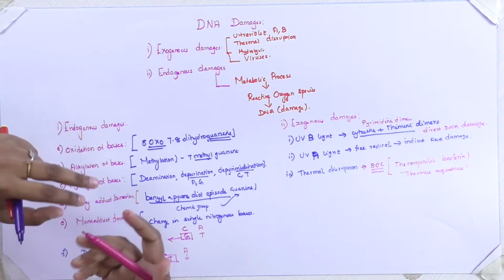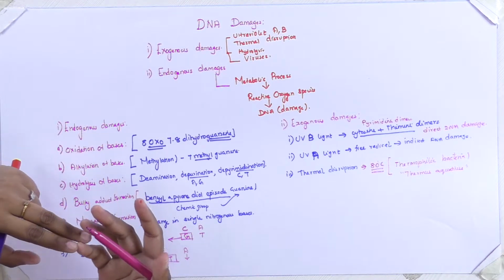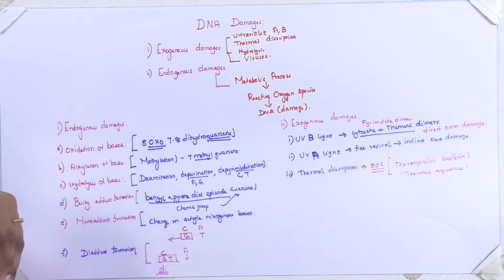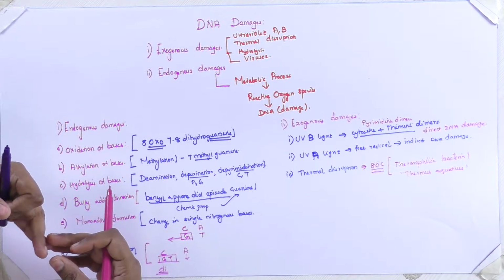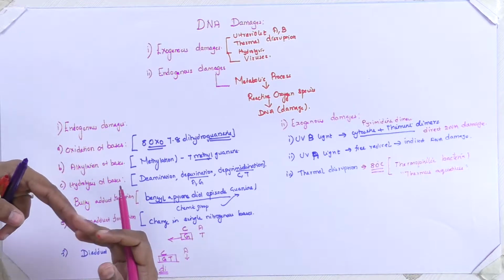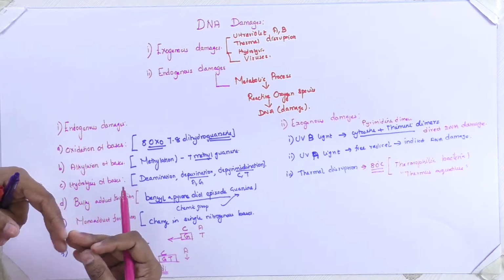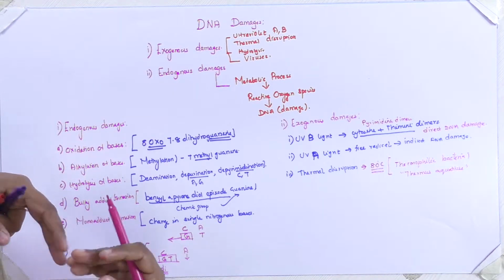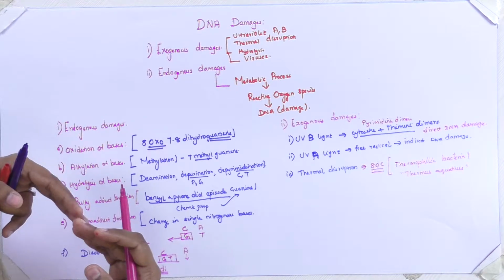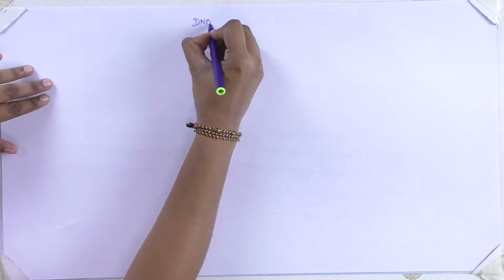When you move on to exogenous damage, exo means external factors. The factors can be anything like UV light, thermal disruption. Under UV light you also have A form, B form, and certain infrared rays, X-rays, gamma rays, and certain types of viruses will also lead to DNA damages. So far we have seen what DNA damage is. Now we are going to see how we can repair this DNA damage, or how our body repairs these DNA damages within itself.